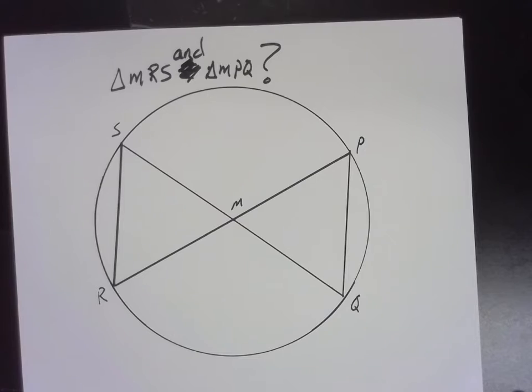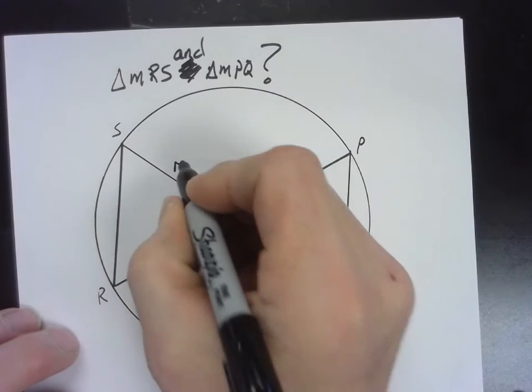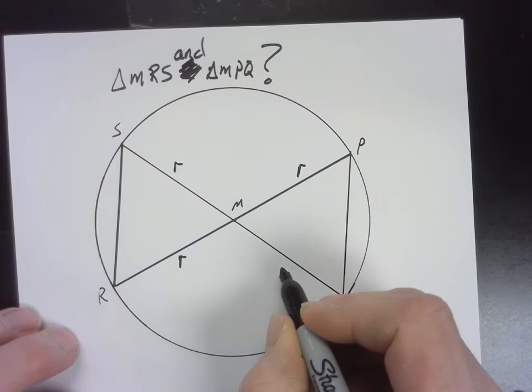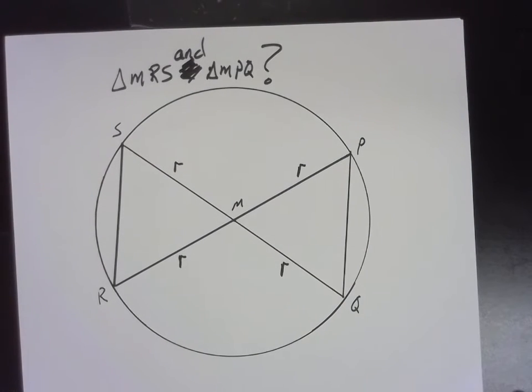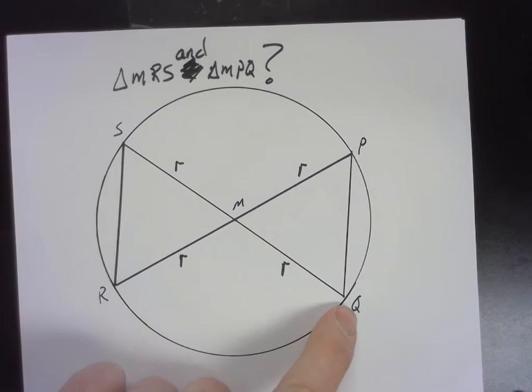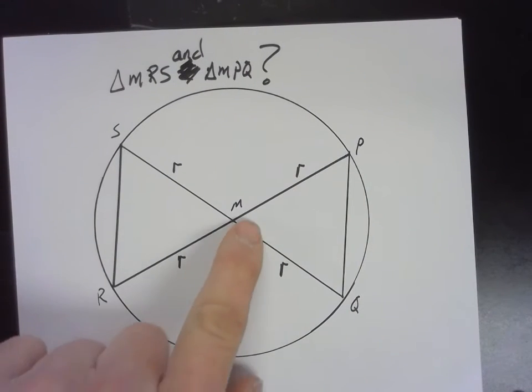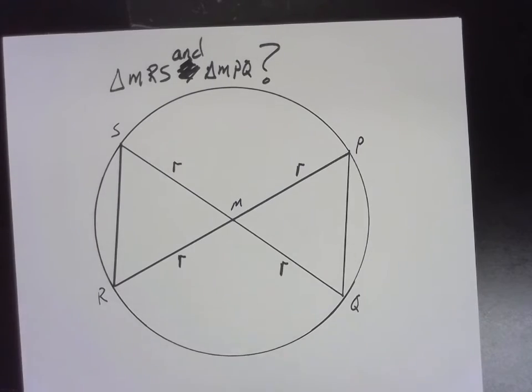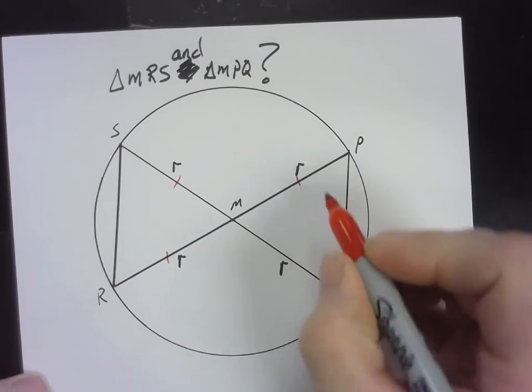Exactly. Look, radius, radius, radius, radius. What do we know about every radius of a circle? Yeah, they're all congruent, aren't they? Sometimes we forget about that. We see a radius here and a radius here, and we forget that all the radii of a single circle are going to be congruent. So we know that MS and MQ are congruent. We know that MP and MR are congruent, so I'll go ahead and mark all those because all the radii of a circle are congruent.